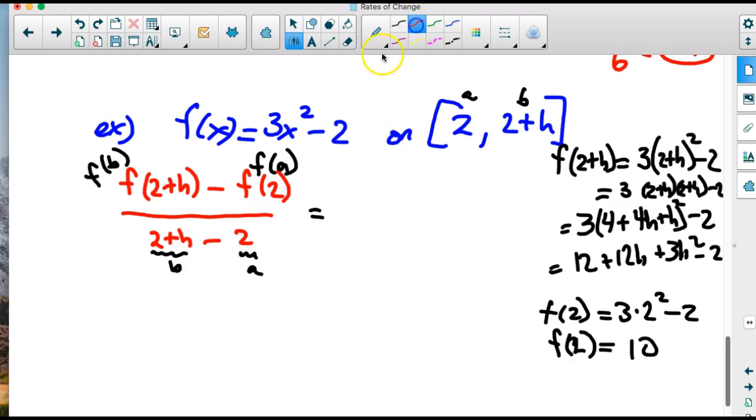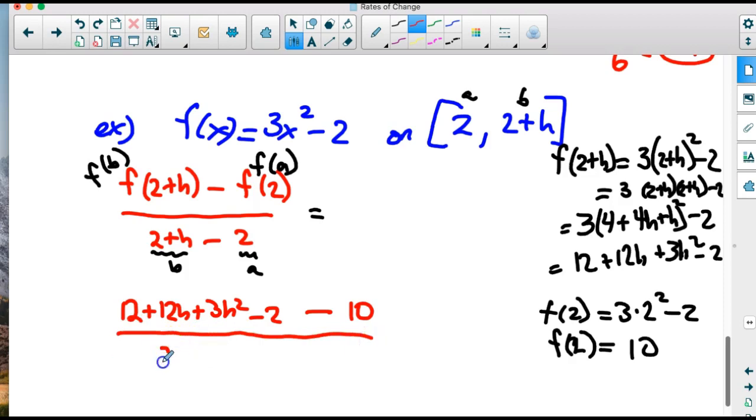All right, and then this part is already ready to be worked out as well. So we're going to get 12 plus 12h plus 3h squared minus 2 minus 10, because that's what this is. So this whole part is this part. Then we're going to do minus 10 over our part that we already have here, 2 plus h minus 2. Okay, and then we're going to simplify.